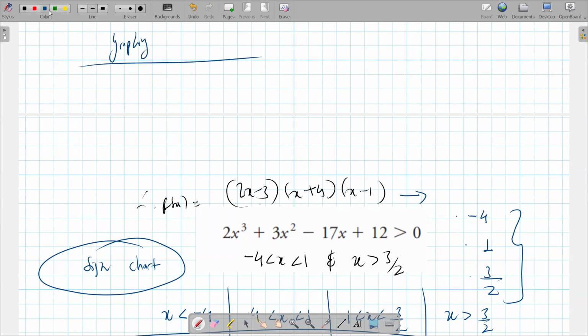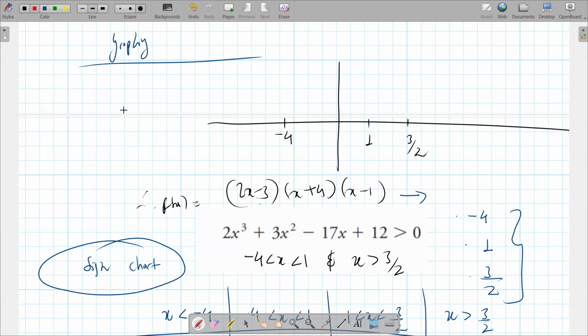In the graphing method, you just straight up graph your function. So negative 4, 1, and 1.5. 3 over 2 is 1.5. And the y-intercept is 12. So I'm going to go through this, this, this, this. None of the roots are repeating, and we have a positive cubic, so it's going to start in quadrant 3 and end in quadrant 1. Now let's connect the dots. So it goes up, comes down.